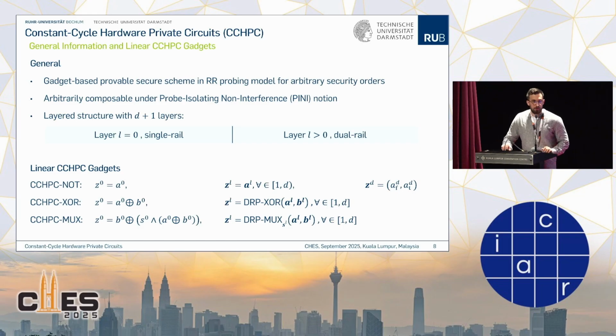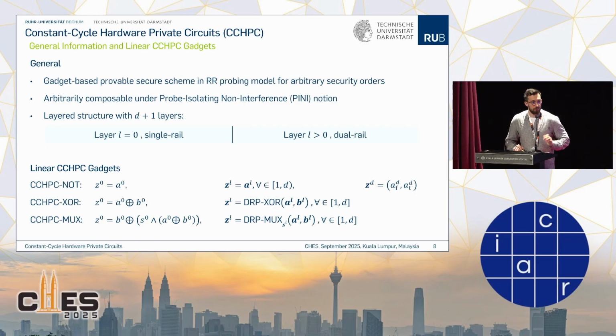Okay, so now let me introduce to you the CCHPC scheme. This is a gadget-based scheme which is provably secure in the relaxed but robust probing model and the PINI notion. It is layered into D+1 layers, where the first layer operates on the single rail representation and all of the upcoming layers operate on the dual rail representation. And then we can straightforwardly derive the linear CCHPC gadgets.